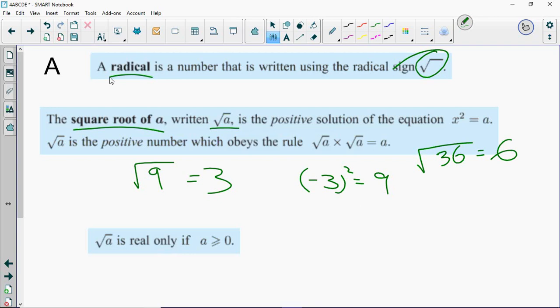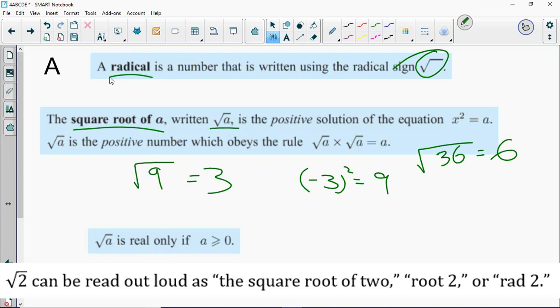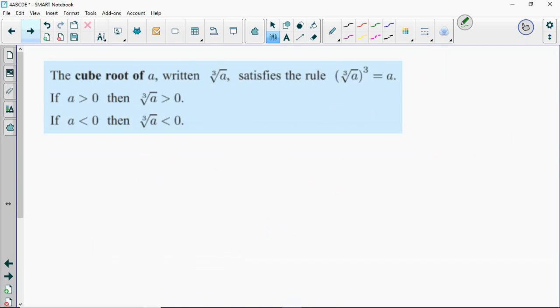Moving down below, a square root, at least, is going to be real only if the number underneath the radical is bigger than or equal to 0, because we can't take the square root of a negative number. We talked about that back in chapter 2. So if I had the square root of negative 9, that's not possible. I can't multiply two real numbers together that are the same number and get negative 9. That would end up being an imaginary number. And this entire course is all about real numbers. We're not going to be discussing imaginaries.